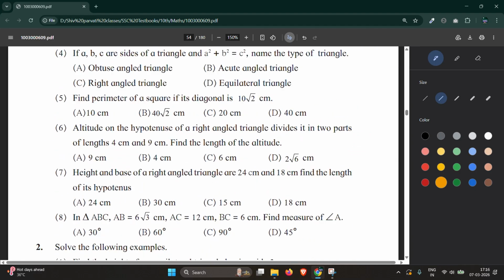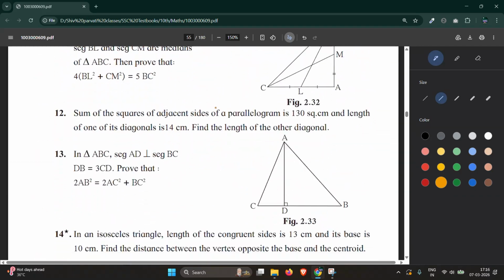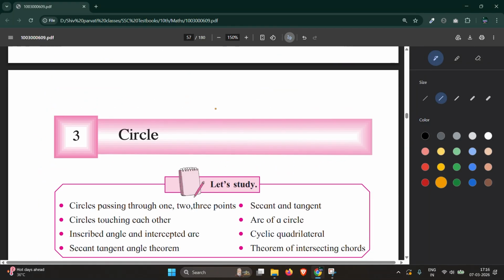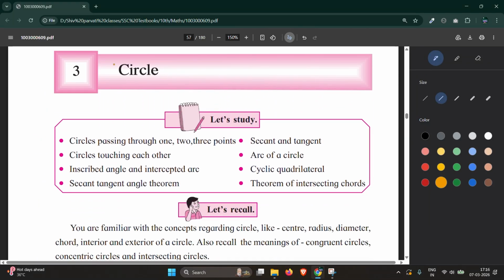We are not going to go through that. And this was the last theorem of this chapter. And now we move on to the circles chapter.